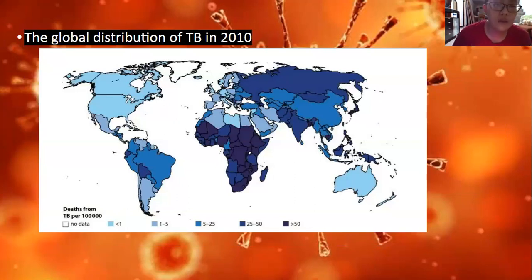Okay, this diagram shows the global distribution of TB in 2010. As you can see, nations in Africa, some parts of South America, the Caribbean, Asia, Russia, and Central Asia like India, Pakistan, and others have a higher rate of tuberculosis. Okay, next.